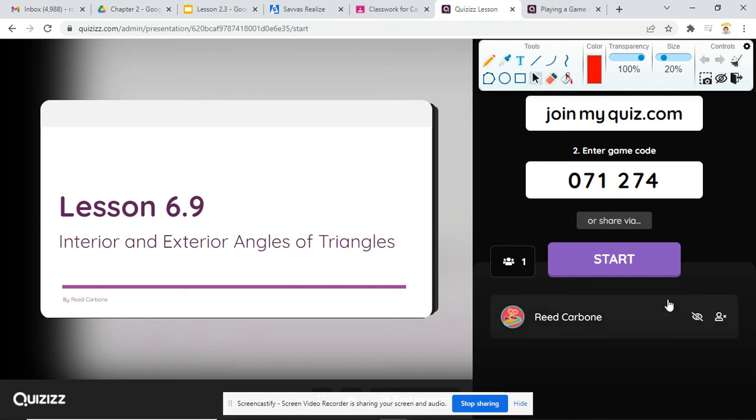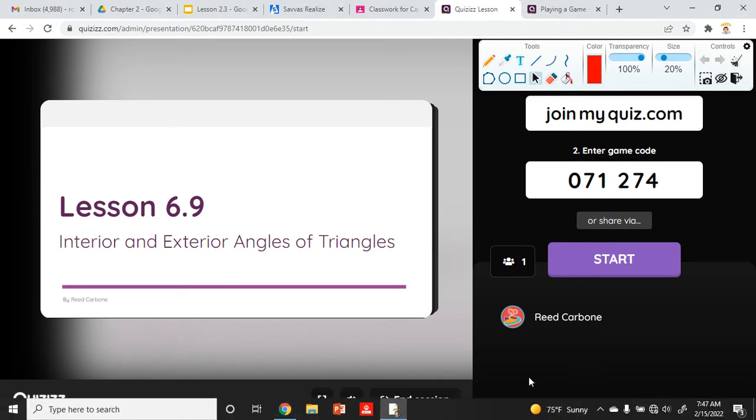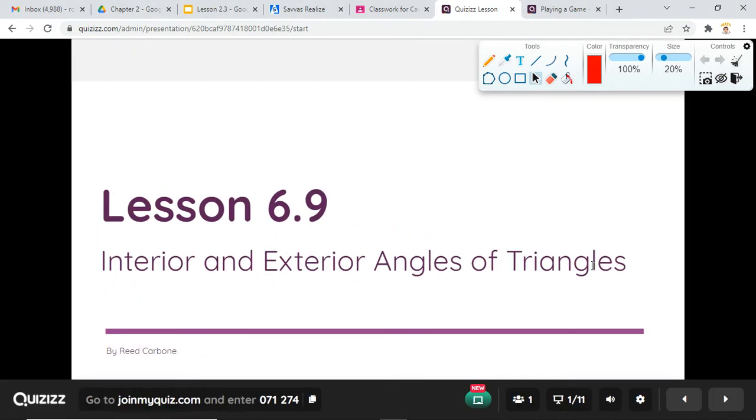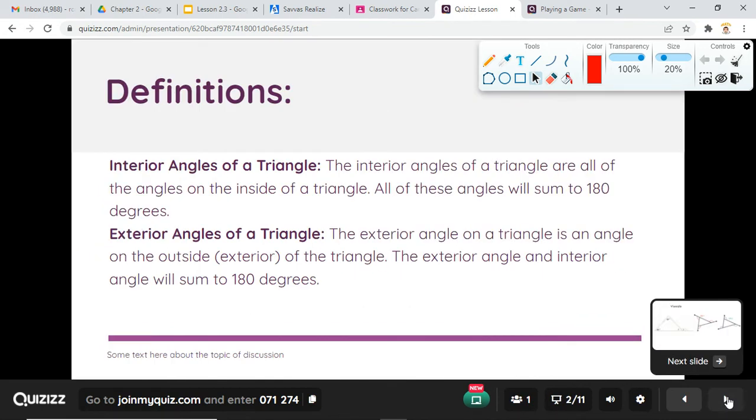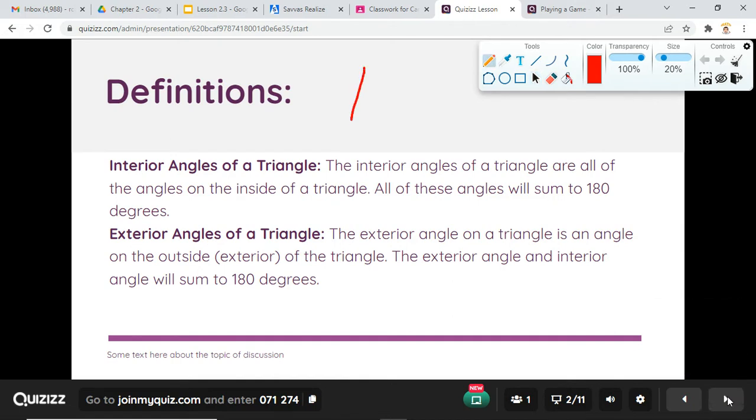Hello class, today we're going to be going over lesson 6.9, the interior and exterior angles of triangles. So let's start off with two definitions today. They are about the interior and exterior angles of triangles. The interior angles of triangles are all of the angles inside of the triangle, and it turns out that these angles will sum up or add up to 180 degrees.